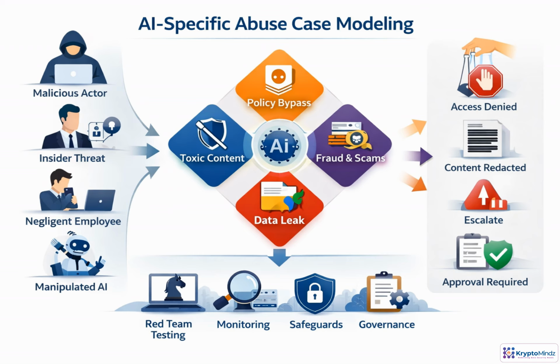Abuse case modeling flips the usual question. Instead of asking what users want to do, ask what could go wrong, who might cause it, and how the system should respond. Start with the actor: malicious user, negligent user, insider, or even another AI agent. Then define the abuse goal, map the path, and specify the defense: refuse, redact, escalate, or require approval. Finally, turn each case into red team tests, monitoring rules, safeguards, and governance requirements.